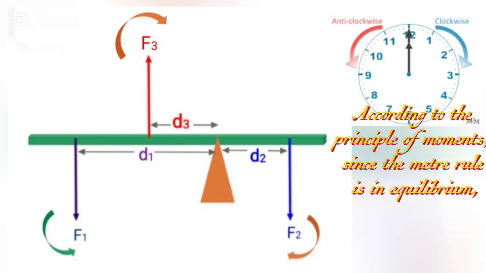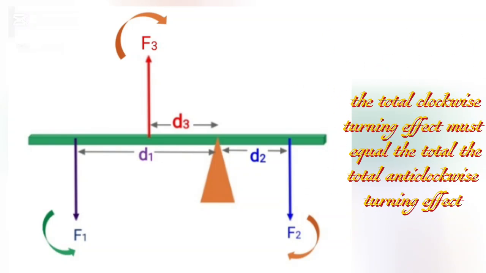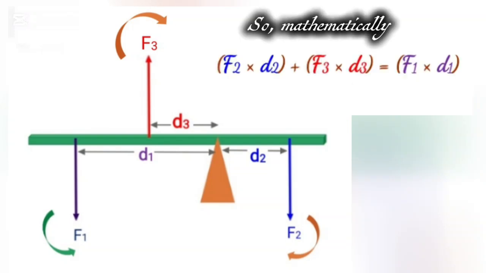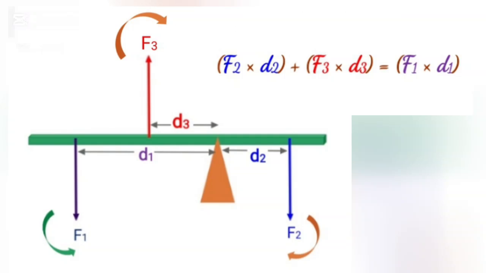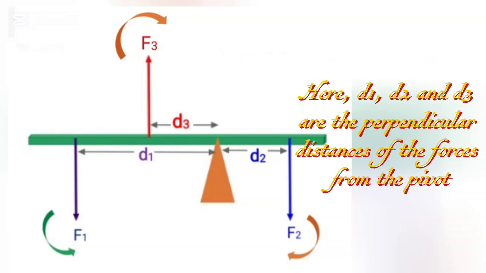According to the principle of moment, since the meter rule is in equilibrium, the total clockwise turning effect must be equal to the total anticlockwise turning effect. So mathematically, we write F2 times D2 plus F3 times D3 is equal to F1 times D1. Here, D1, D2, and D3 are the perpendicular distances of the forces from the pivot.